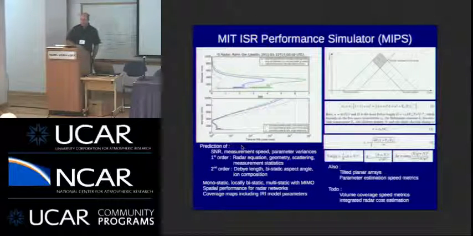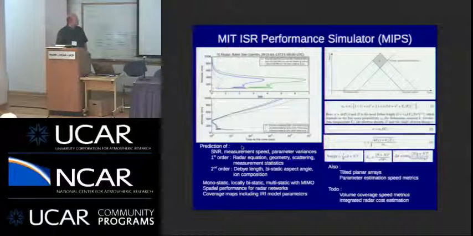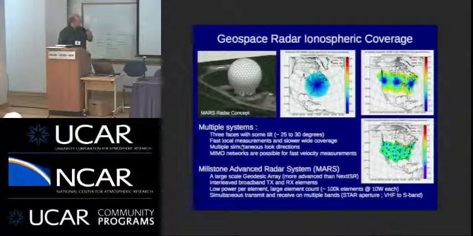We have a simulator that came out of this for incoherent scatter radar called the Millstone MIT Incoherent Scatter Performance Simulator, MIPS, that allows us to look at networks of incoherent scatter radars. It includes the physics. You can do bistatic, multistatic, MIMO, tilted arrays. It does parameter variance estimation. And, you know, if you start building arrays of geospace radars, well, the incoherent scatter radar component is interesting to a lot of people. If you build a lot of small systems, you can cover the F region and get distributed MIMO velocity estimates. That's your $60 to $100 million.